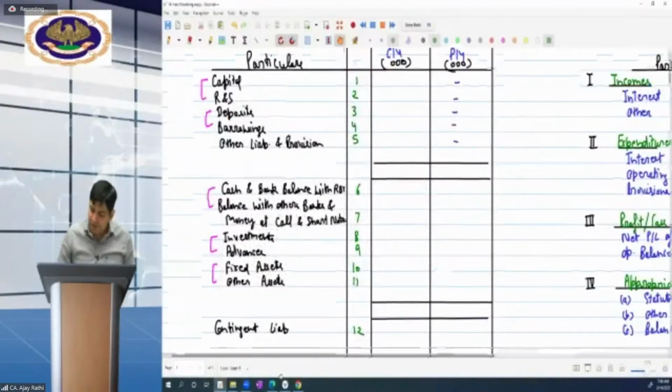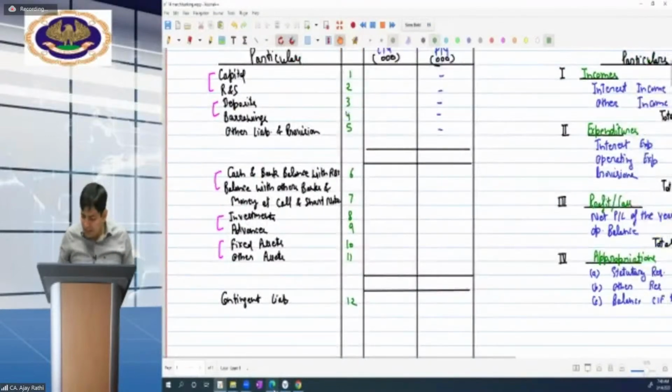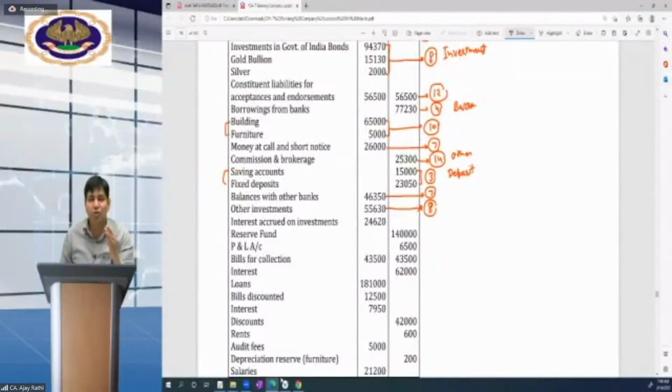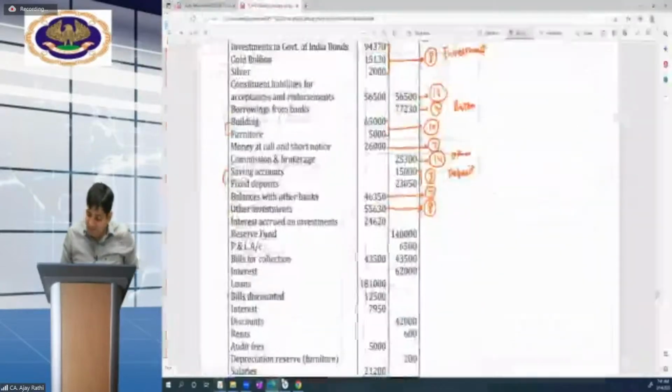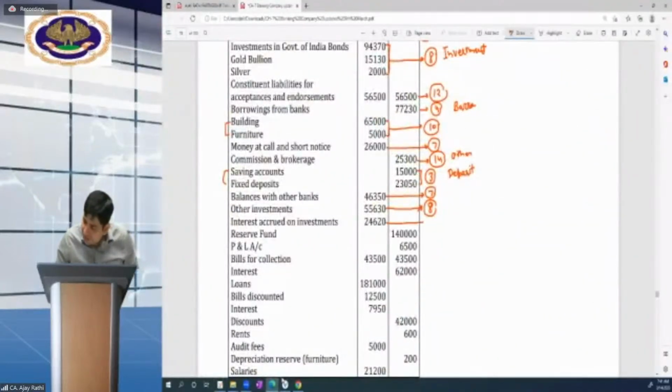Who will tell me? Is interest accrued an asset or liability? Think first. Sir, interest accrued has been given on the debit side. Yes, it means it is an asset. Now, where do we have to put it? Now we have to remember the schedules. Starting with cash, next investments and advances, and next fixed assets. Oh, it will not fall from 6 to 10. It means that it has to be mentioned under others. That is 11, other assets.